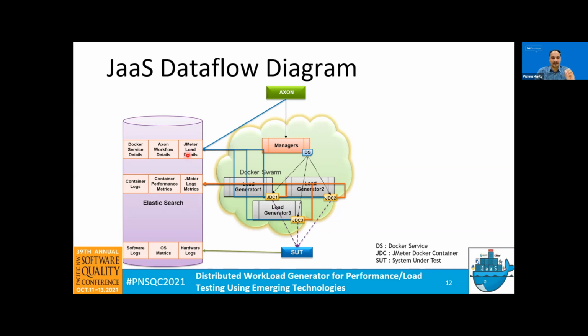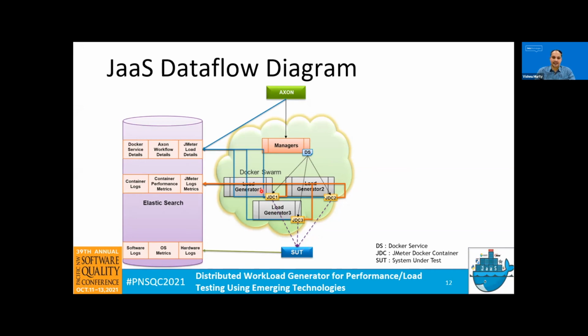So we pump this script directly into the database, so that when the containers come up using the Docker service across the load generators, these JMeter Docker containers go to the database, read the JMX file, and start the load using it. The JMeter Docker containers are then testing your system under test. This is a continuous process where they start the JMeter script and stress your system under test.